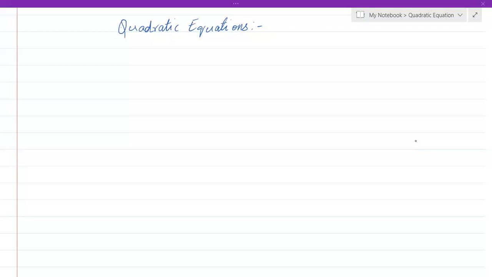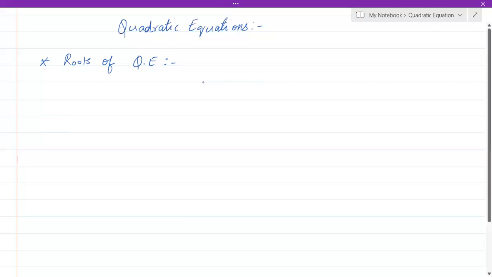So the next concept that we're going to learn is roots of a quadratic equation. Okay. So what is meant by roots of a quadratic equation? Roots of a quadratic equation are those real numbers which, when substituted in the equation, will satisfy the equation, meaning the LHS and RHS will become equal.